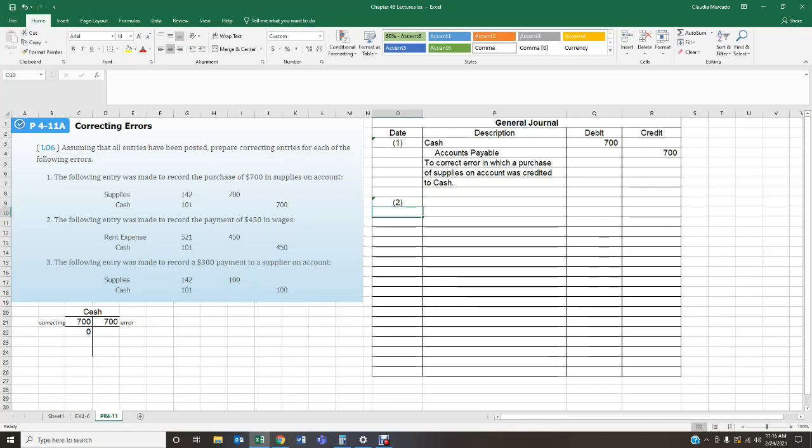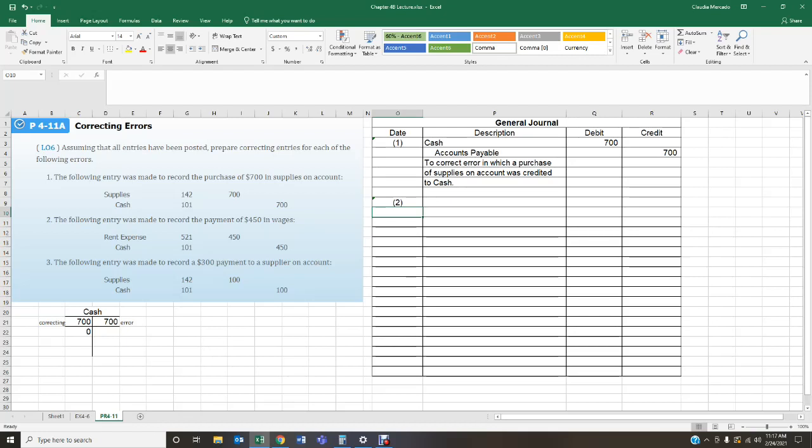Transaction 2 says, the following entry was made to record the payment of $450 in wages. So we are paying our employees $450, okay? So what are we doing? We are paying wages. What was actually posted? Rent was posted, okay? So it clearly says that we are paying $450 in wages, but the accountant posted a debit of $450 to rent expense, which is incorrect.